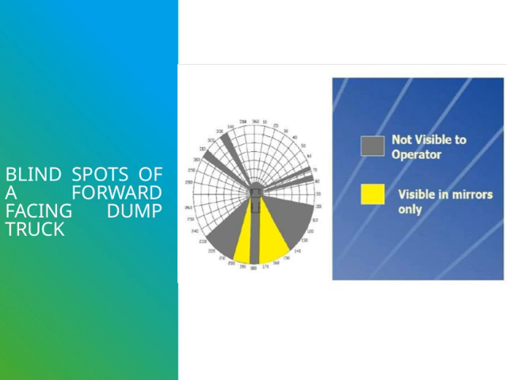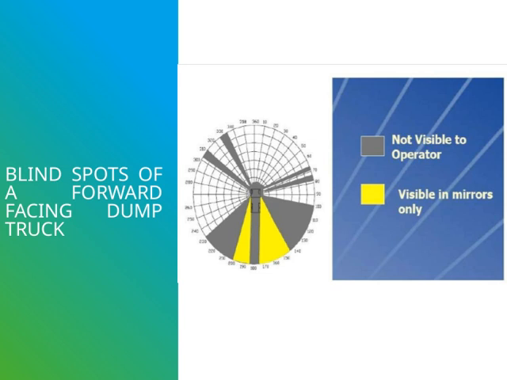Second, on the sides of the truck, particularly on the passenger side. This is often the area where pedestrians and smaller vehicles can go unnoticed if the driver isn't extra cautious. And third, directly behind the truck. The rear blind spot can be quite large, making it difficult for the driver to see anything or anyone in that zone without additional mirrors or cameras.